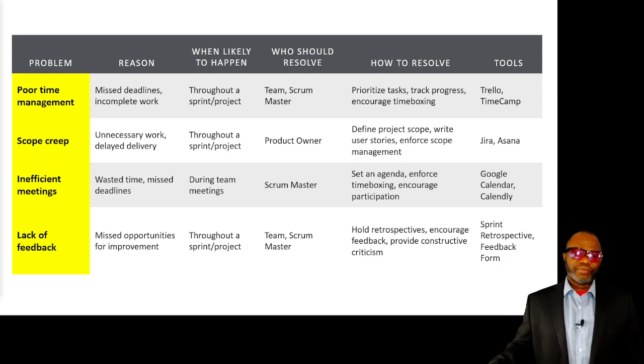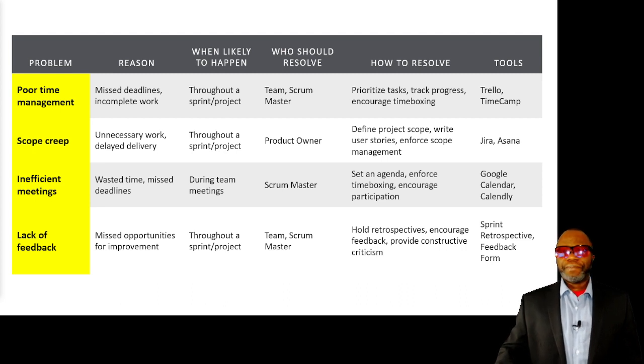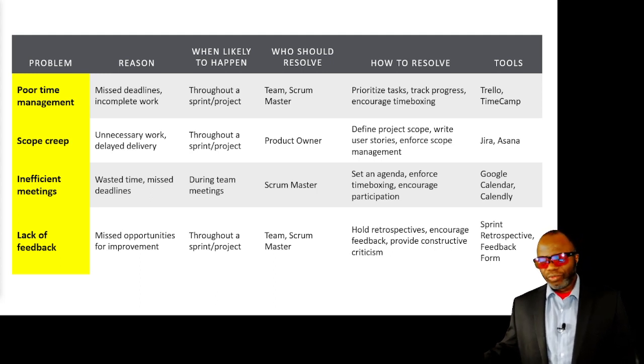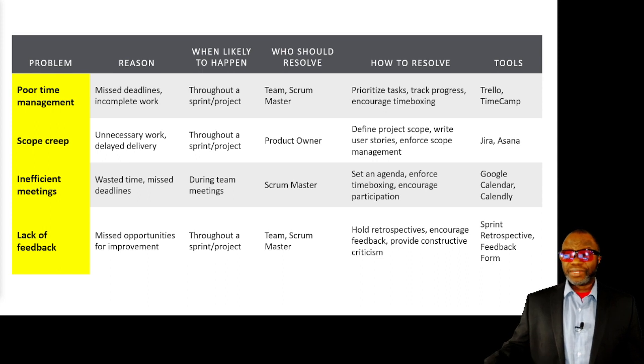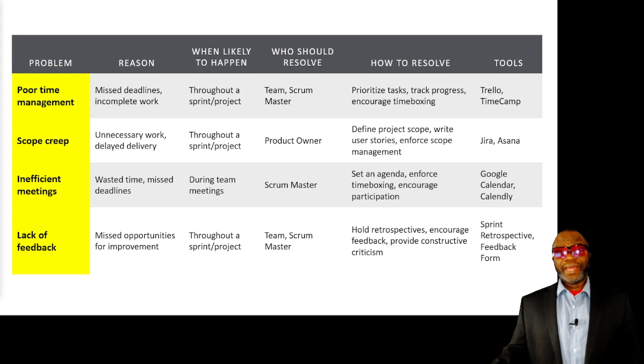So who should resolve this poor time management? It's the team. Like I said, remember Mike's answer to the question? It's a team. But the Scrum Master, of course, needs to elevate and facilitate. How to resolve: prioritize tasks, track progress, encourage time boxing. The art of knowing whether you can get things done in a sprint is going to come in handy. If your team is weak in this regard, perhaps it needs some pairing with someone who is good at time management, who is good at estimating.